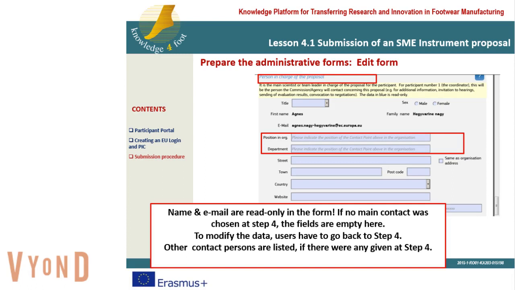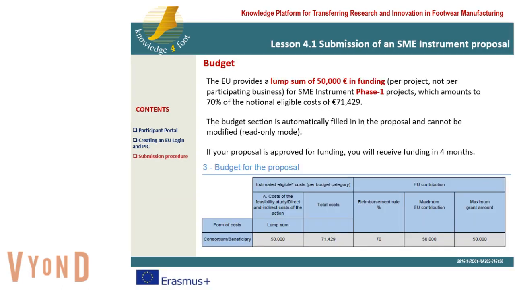If no main contact was chosen at Step 4, the fields are empty here. To modify the data, users have to go back to Step 4. Other contact persons are listed, if there were any given at Step 4. The EU provides a lump sum of €50,000 in funding, per project, not per participating business, for SME Instrument Phase 1 projects, which amounts to 70% of the notional eligible costs of €71,429. The budget section is automatically filled in the proposal and cannot be modified, read-only mode.